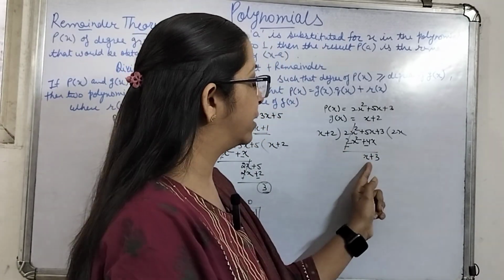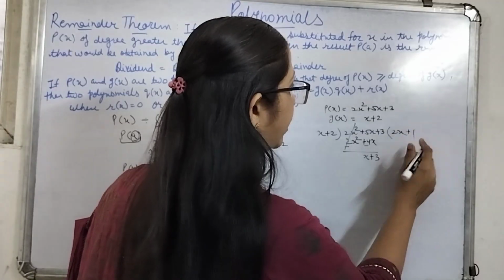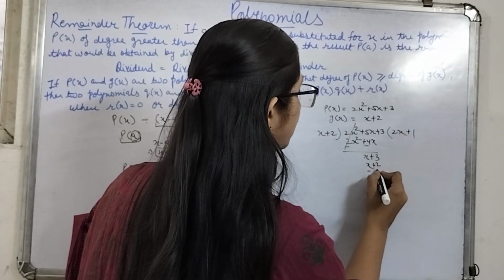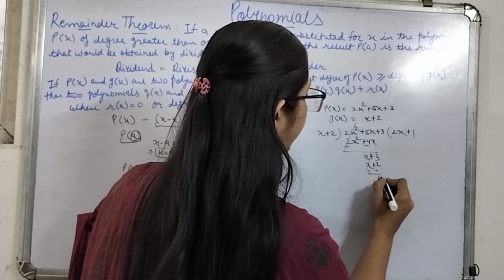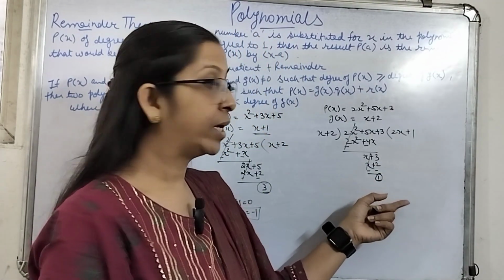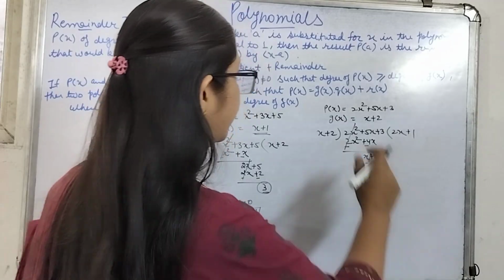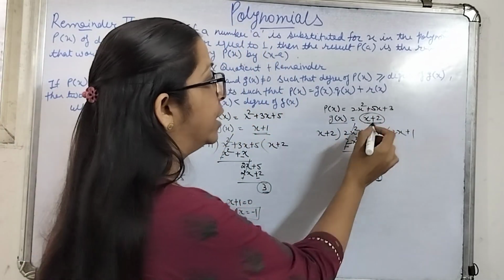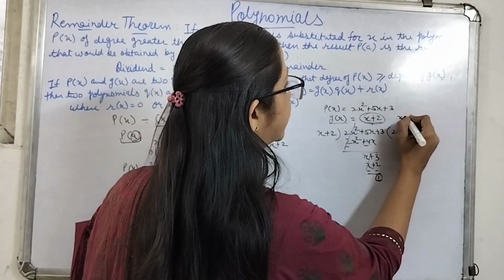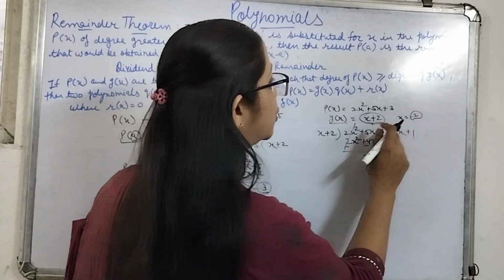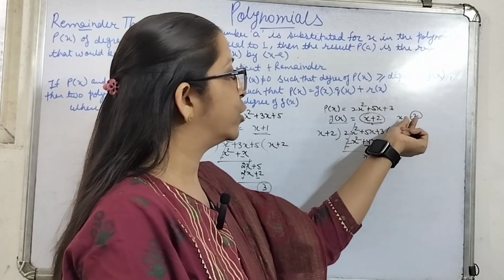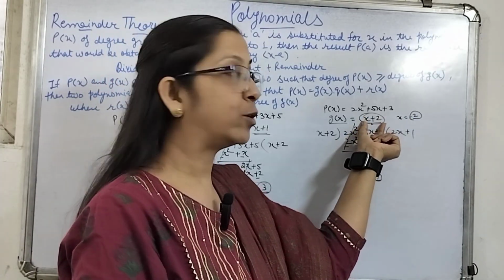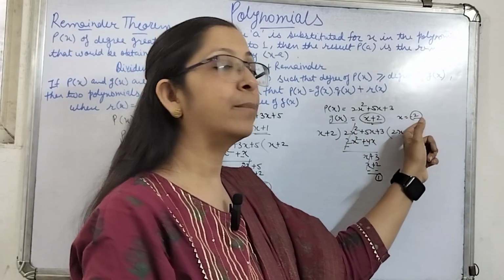Now here we have x, that means we need to multiply it by 1. 1 multiplied by x will be x. 1 multiplied by 2 will be 2. Change the signs. 3 minus 2 will be 1. So the remainder over here is 1. And how can we get this remainder? From this divisor, we will be taking the zero of the polynomial. Now the zero of this polynomial will be x equal to minus 2, because if we replace this x by minus 2, this polynomial will turn to 0. So the zero of this polynomial is minus 2.